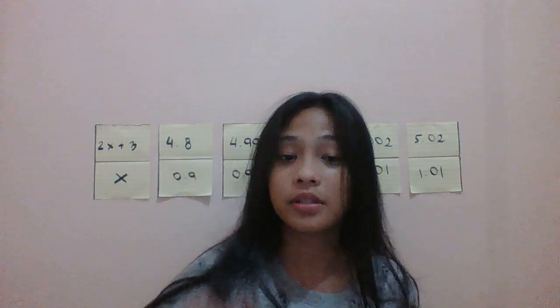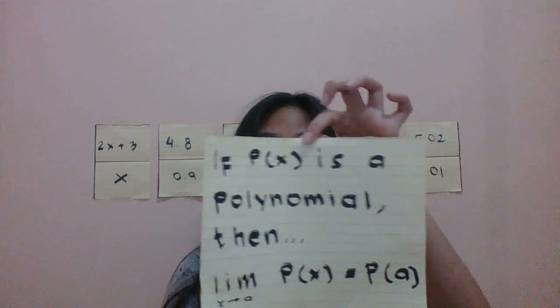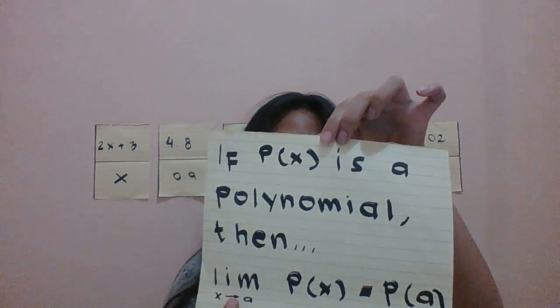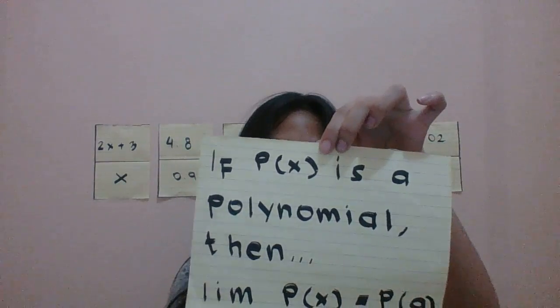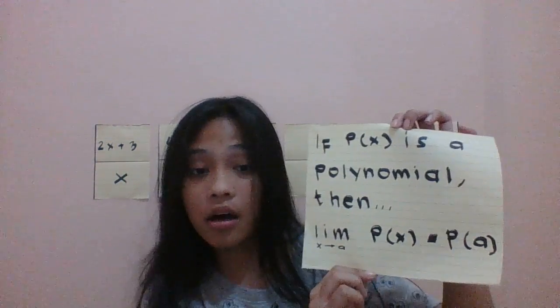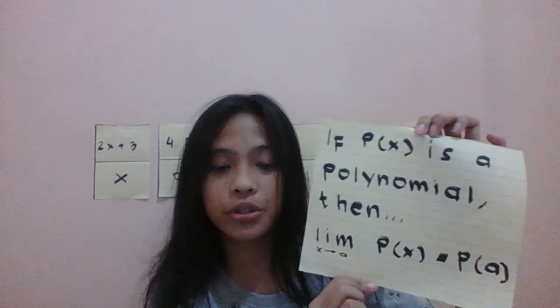Hey guys, what I'm going to present to you right now is the third limit law, which states that if p of x is a polynomial, then the limit of the function p of x as x approaches a is equal to p of a. Clearly, this law shows the substitution law.